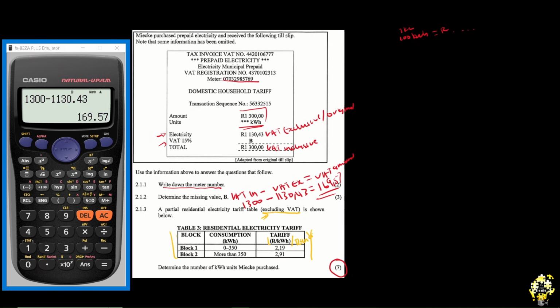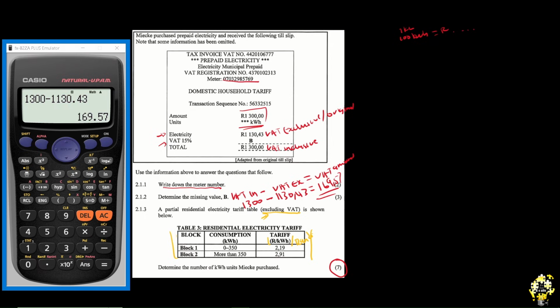Now, let's deal with these. Blocks are there, as you can tell. We are given this table here, and all these amounts, or these rates, exclude VAT. We are given this invoice here.